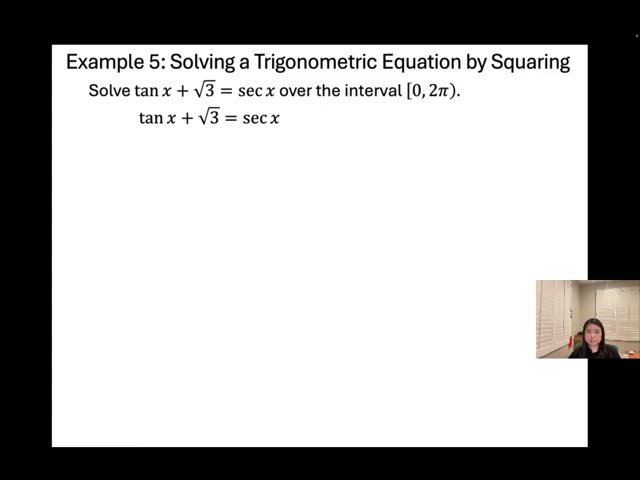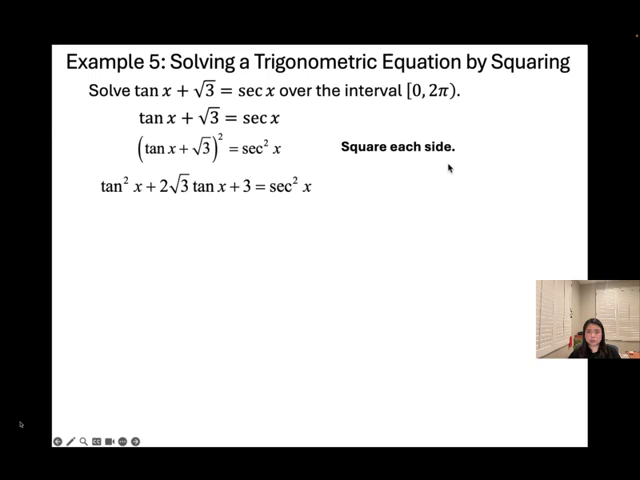Remember the identity? Okay, so first, I will square each side. I'm going to take the square of both sides here. This part will be a squared plus 2ab plus b squared. And then I'm going to apply the Pythagorean identity. So secant squared will be equal to 1 plus tangent squared x. Okay, this is the Pythagorean identity.